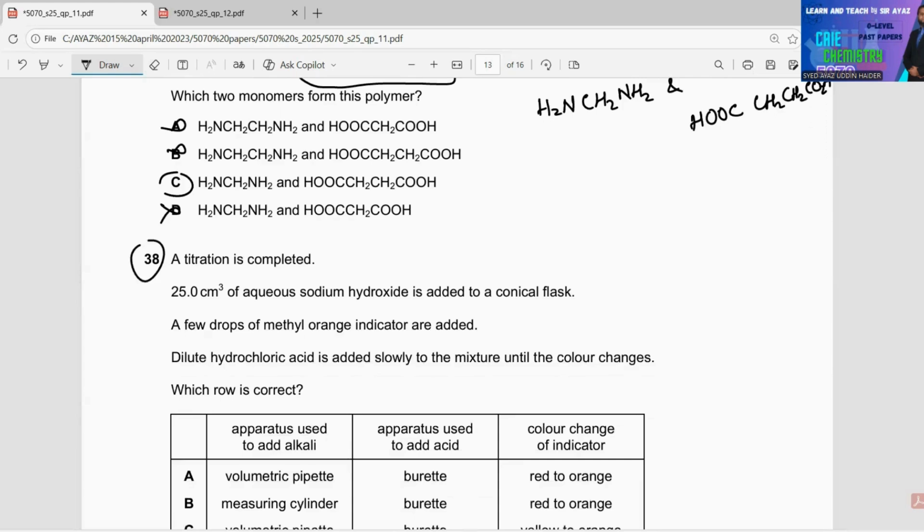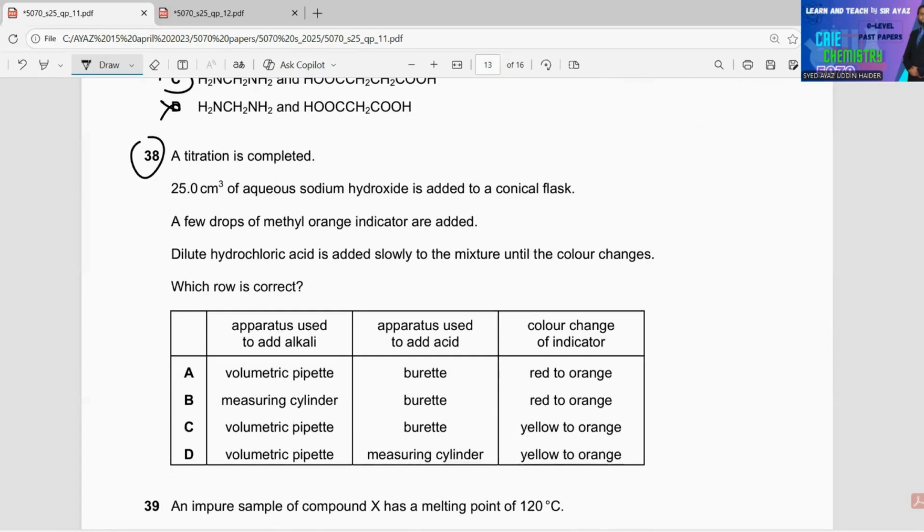38. A titration is completed. 25 centimeter cube of aqueous sodium hydroxide is added to a conical flask. A few drops of methyl orange indicator are added. Dilute hydrochloric acid is added slowly to the mixture until the color changes. Which row is correct? Now, in column A, we have apparatus used to add alkali. It must be volumetric pipette. So either A is correct, C is correct, D is correct, B is incorrect.